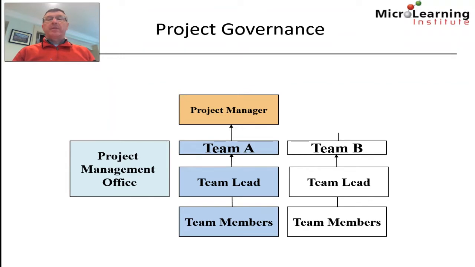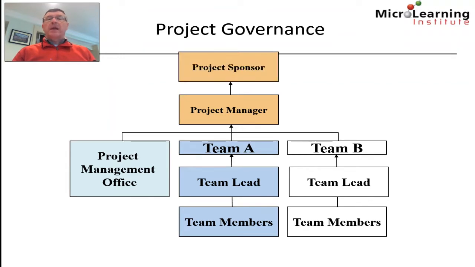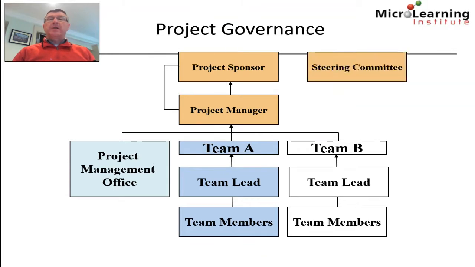Very often, the project manager reports into a project sponsor, who again is not involved in the detailed day-to-day activities of the project, but who provides guidance to the project manager and maybe lobbies on the project manager's behalf at senior executive and management meetings. That project sponsor can also be supported in a governance framework by a steering committee. So this diagram reflects many of the elements that are involved in the governance of a typical project.